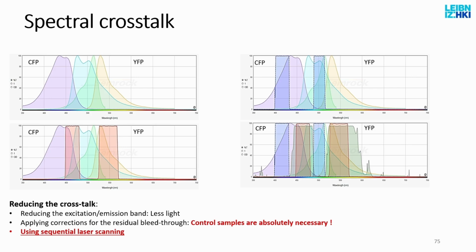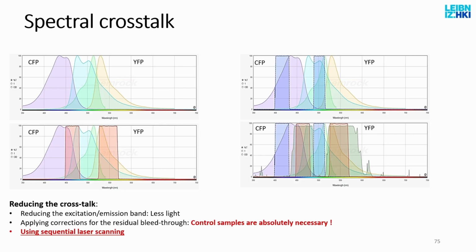Or I scan one by one, image by image. I illuminate 488, take the 488 image, I illuminate 504 or 5 for that image, and so on and so forth. Disadvantage, it takes as many times as long as the number of colors.